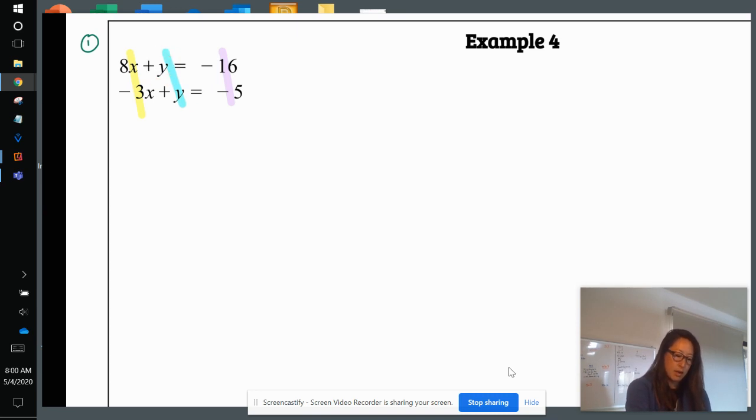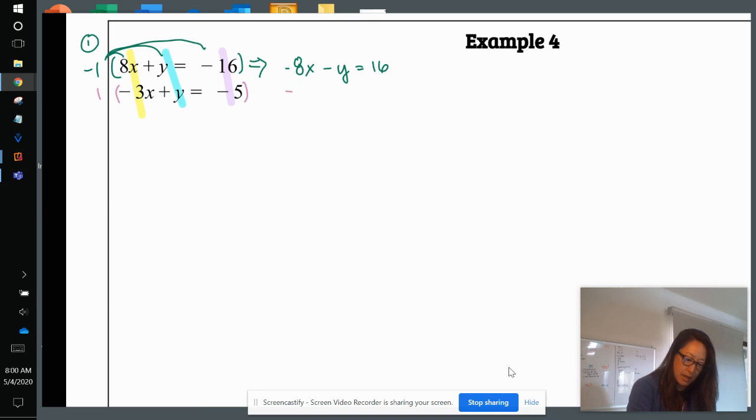All right, y is 1y and 1y. Same number, but now I need it to be opposite signs. So I'm going to go ahead and take my top equation this time and multiply by -1. You could take the bottom equation if you want, and that's okay. So -1 times 8 gives me -8x. -1 times y gives me -y. -1 times -16 gives me +16. The bottom equation, I'm multiplying by +1, so I want to keep it the same. That's going to give me -3x plus y is equal to -5. Exactly what I had before.